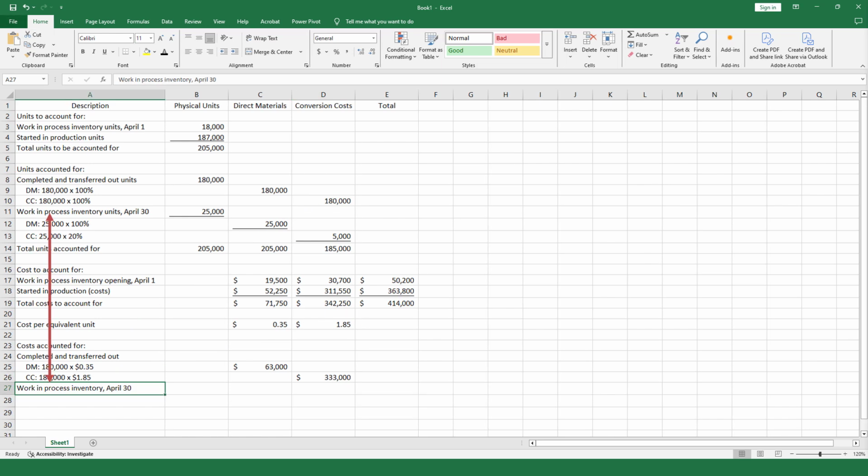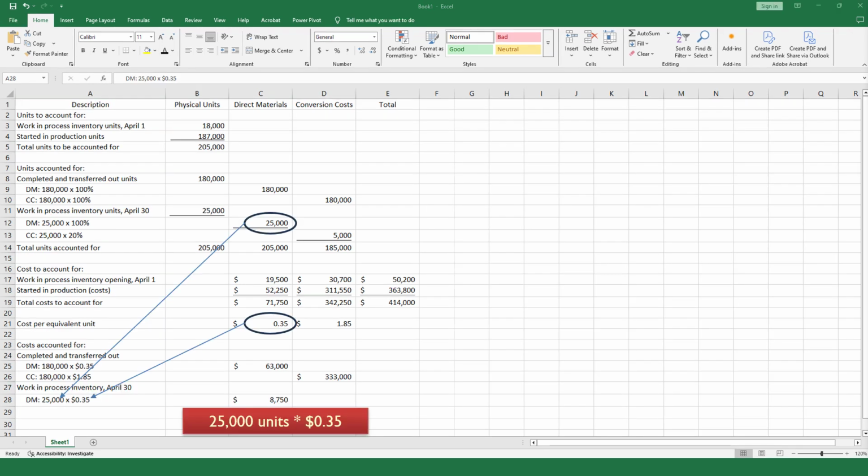We now have to do the same thing for the work in process inventory, which was on hand at April 30th, using the cost per equivalent unit. Notice again that this is similar to what we did when we determined the units accounted for. For the direct materials, we take the equivalent units of 25,000 units and multiply it by the cost per equivalent unit for direct materials, 35 cents. 25,000 units multiplied by 35 cents is equal to $8,750.